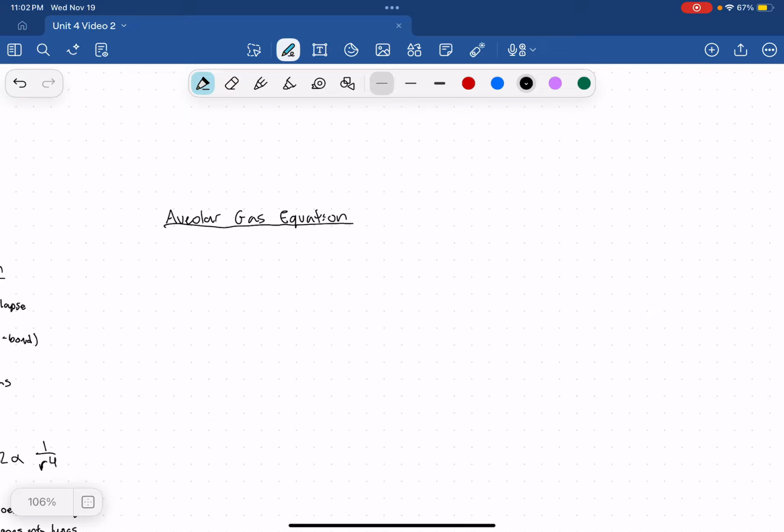So let me write it up real quick. The alveolar gas equation is: PAO2 is equal to FiO2 times (ATM minus H2O), subtracted by CO2 divided by R.